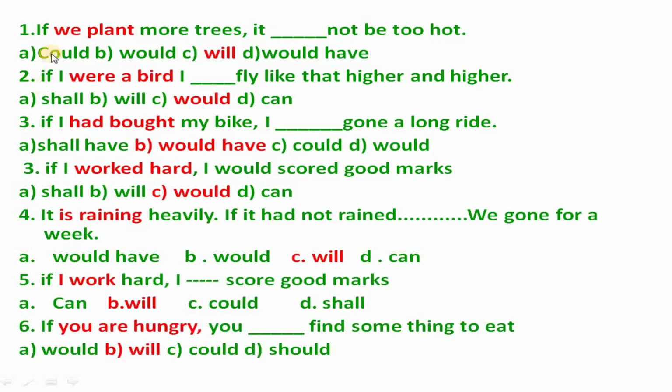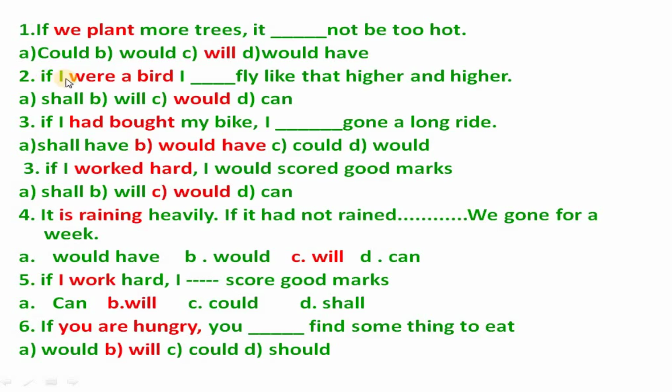Next one, here the first one: if we plant more trees, it dash not be too hot. If we plant, it is present tense. Present means it is the first conditional. So which modal can you use here? Will. That's why it's the first conditional. Here, if we plant more trees, it will not be too hot. That's why will is correct.